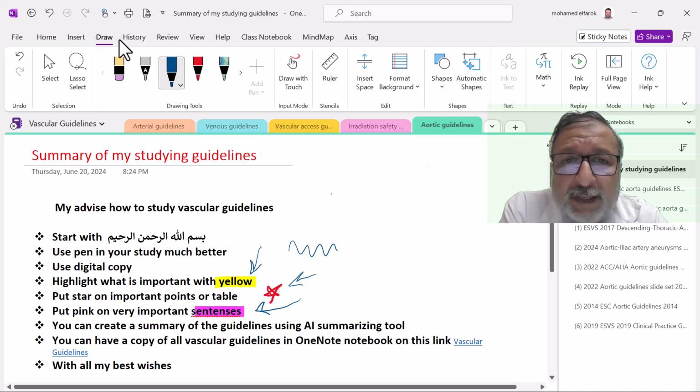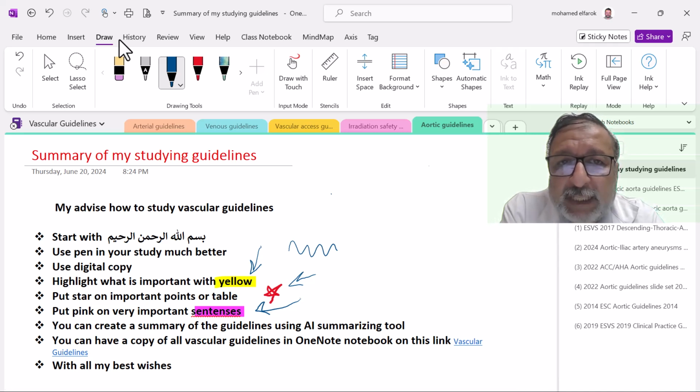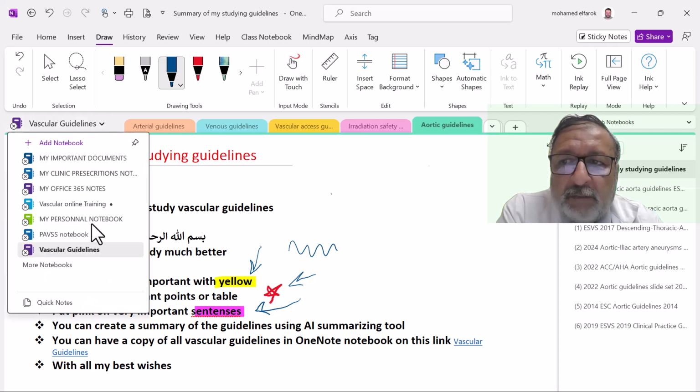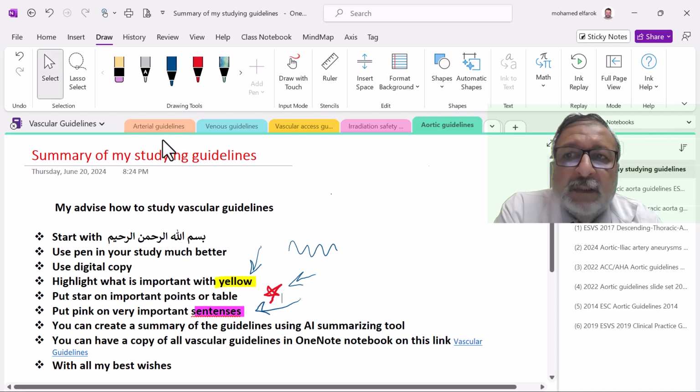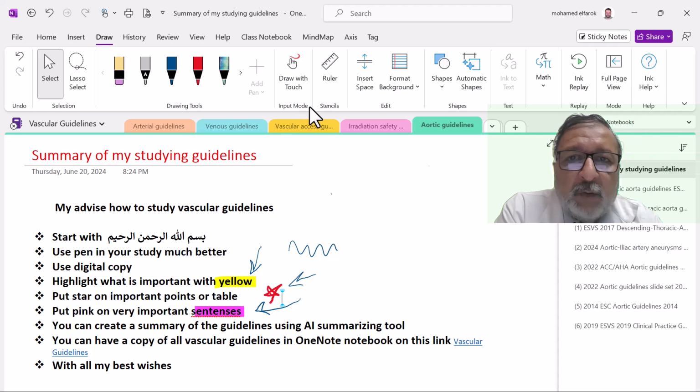Vascular guidelines are essential for you in clinical practice, in decision making, and in the exam as well. So here I have created a book which is called Vascular Guidelines. Here is the book, and I divided it into arterial, venous, vascular access, and aortic guidelines.